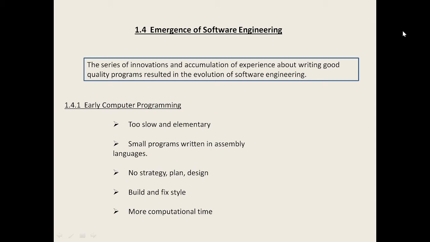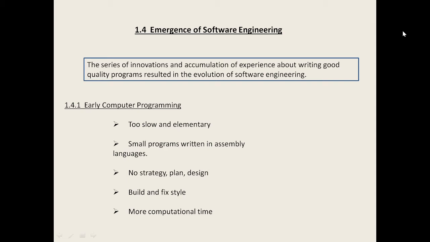This evolution is a result of a series of innovations and accumulation of experience about writing good quality programs. For any technical terms, the development always happens because of a series of innovations. Without innovation, a technology cannot be developed. So it is a result of a series of innovations and accumulation of experience too. As we said, it is the past experience. From that, we learn the mistakes from the past.